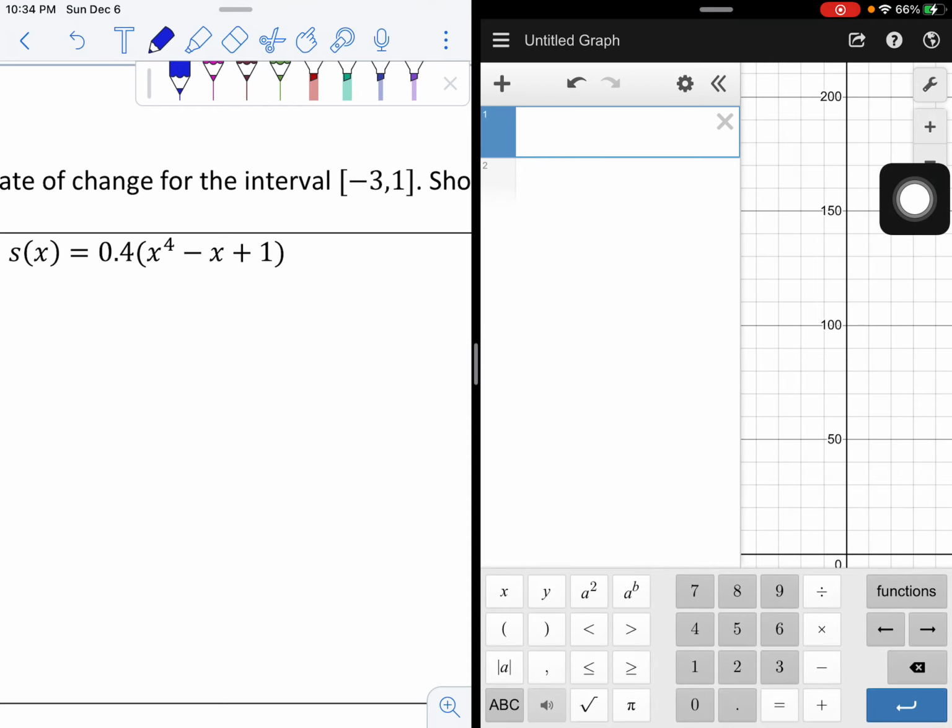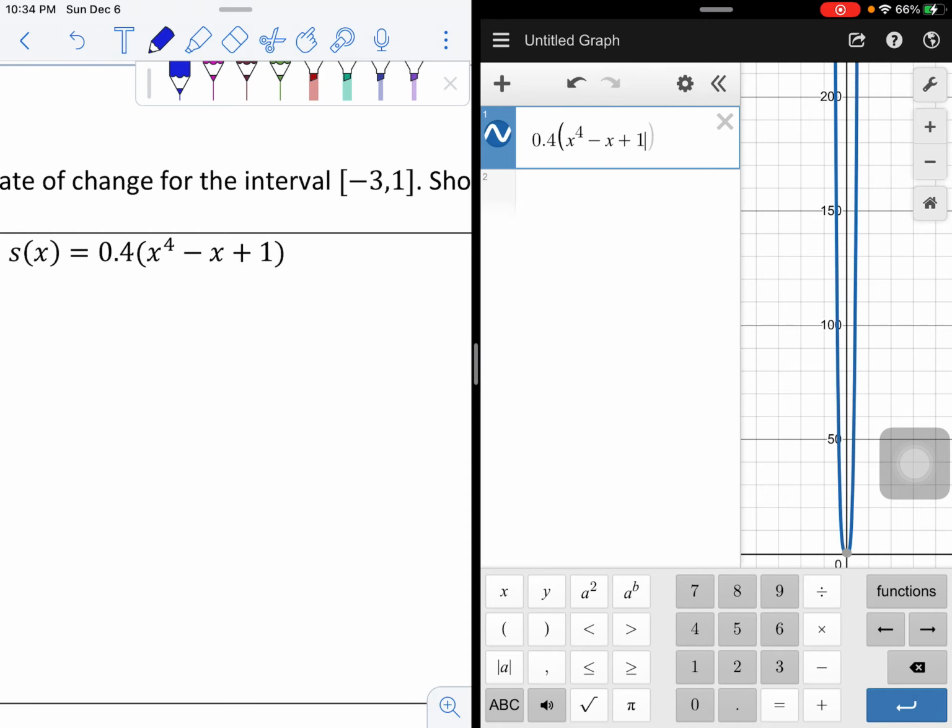Now, right now, there's nothing to write here. So in this little first box where it says number 1, I'm just going to tap in there, and then all of the writing features pop up down here. So 0.4 times x to the 4th, get out of the exponent there, minus x plus 1. And I don't care what the graph looks like. It has no bearing on this problem. What I do want to check for is, does this expression match this half of the expression here? 0.4 x to the 4th minus x plus 1. It does match, so I did okay.